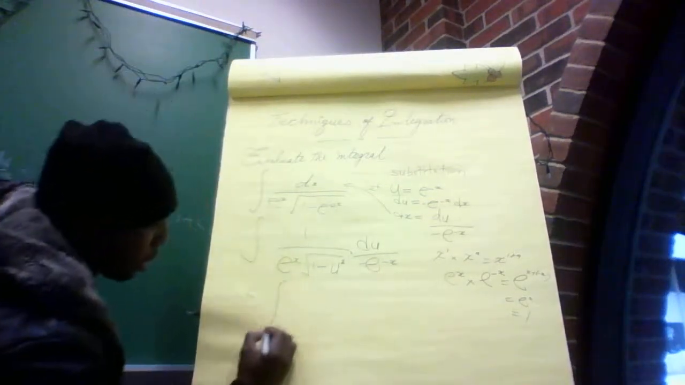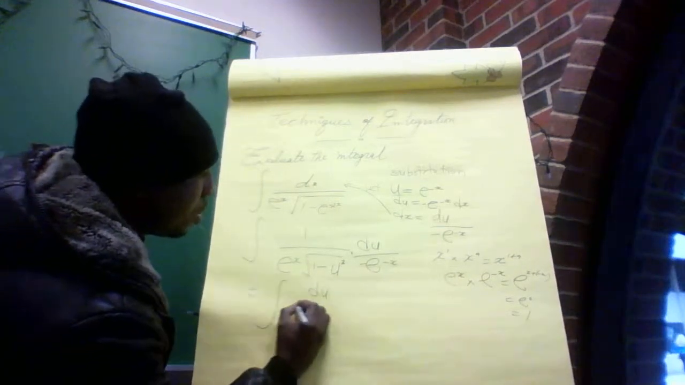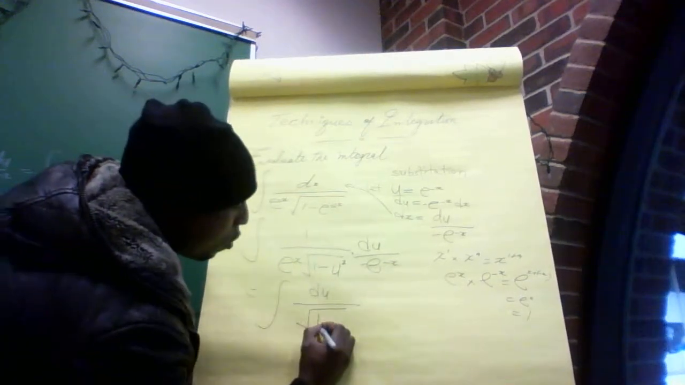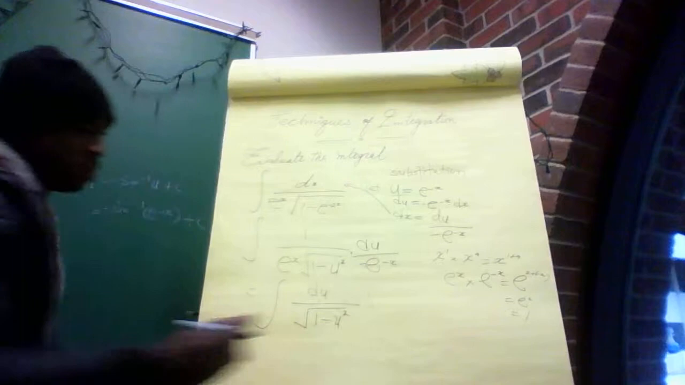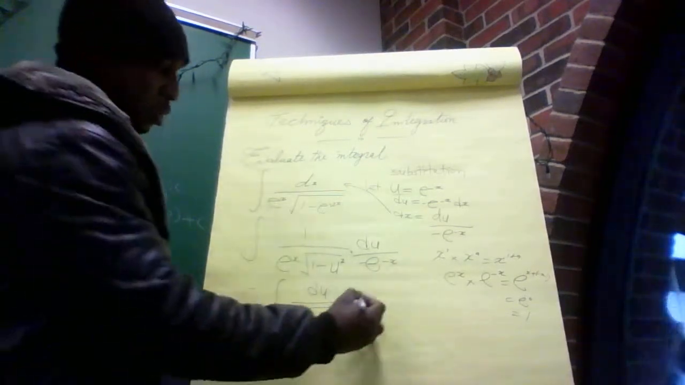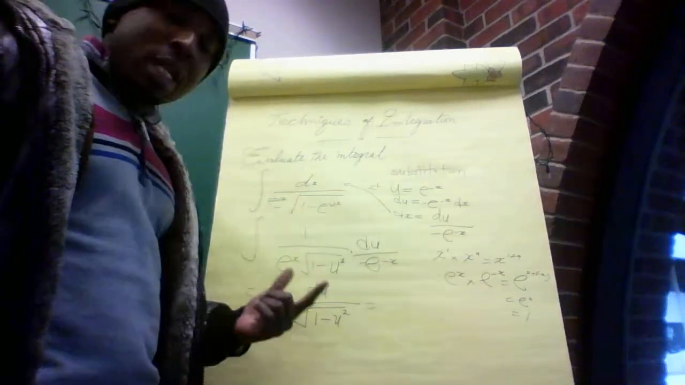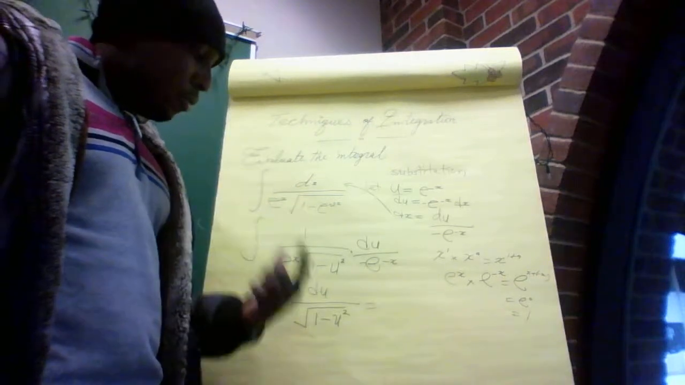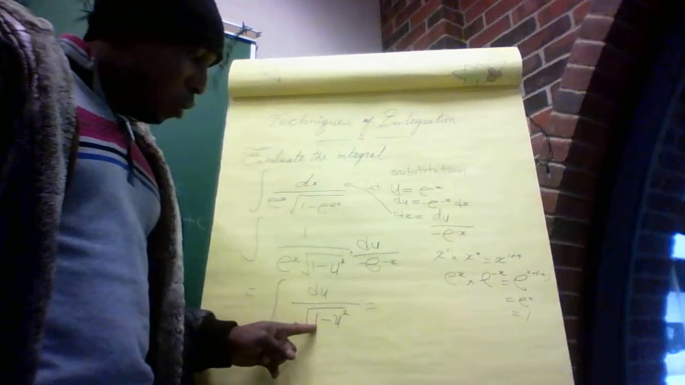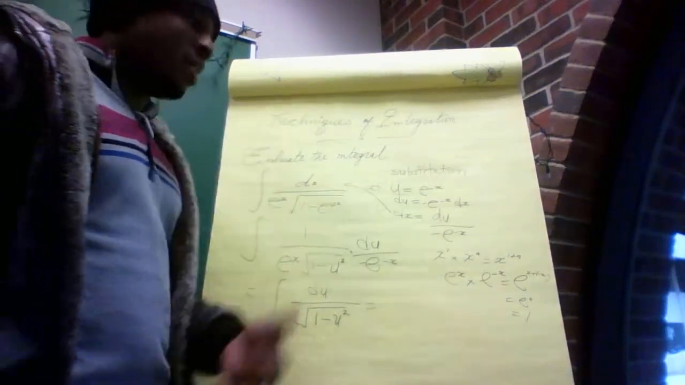So the new expression becomes the integral of du over square root of 1 minus u squared. So everything is now in terms of u. So what I need to do is just think of what do I differentiate to give me 1 over square root of 1 minus u squared. That takes you back to your arcsine.